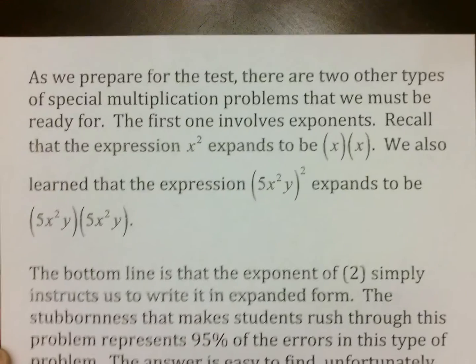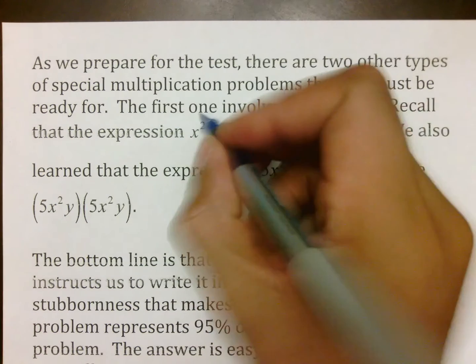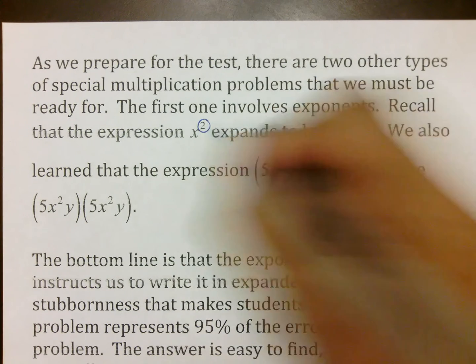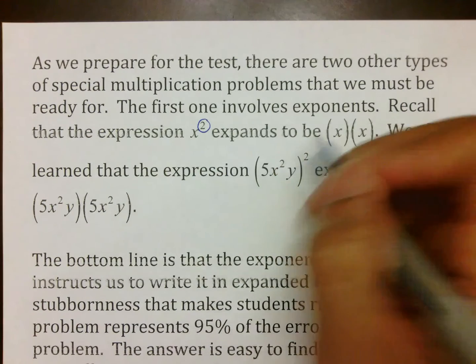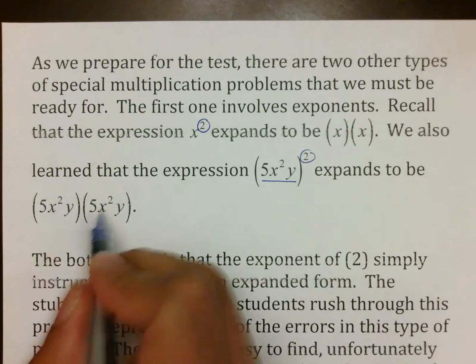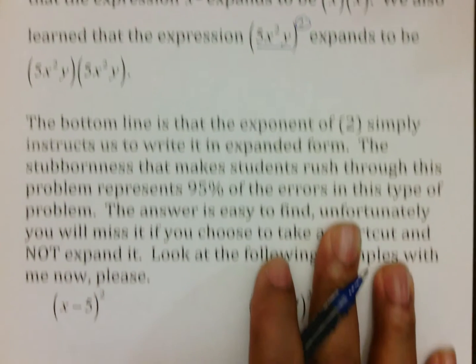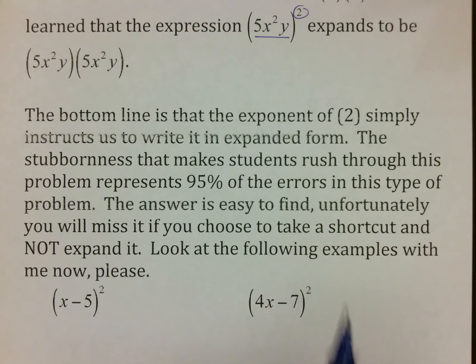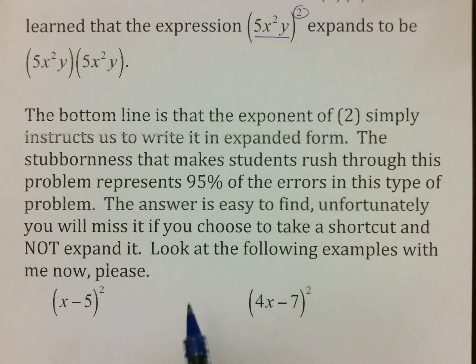As we prepare for the test, there are two other types of special multiplication problems that we must be ready for. The first one involves exponents, and it requires us to remember that x squared means take x times x, which means multiply x twice. We also learned that the expression 5x squared y squared means expand this part twice. The bottom line is to remember that the exponent of 2 simply tells us to write it in expanded form, and the stubbornness in this case is what typically makes students rush through this problem, and that represents 95% of the errors in this type of problem.